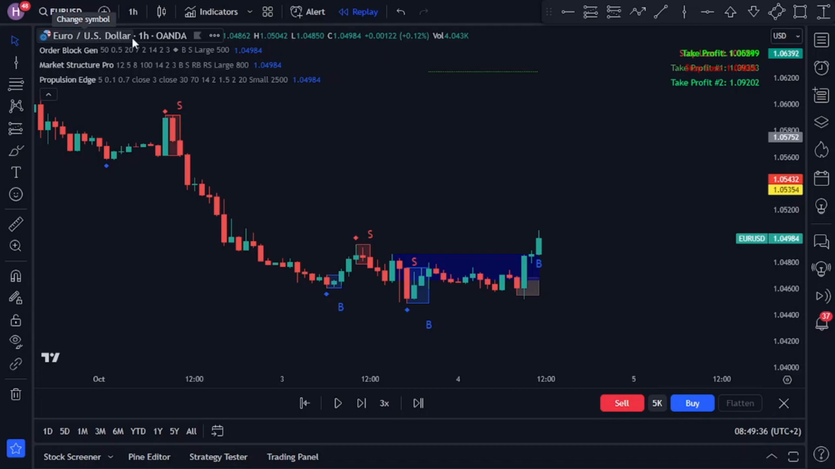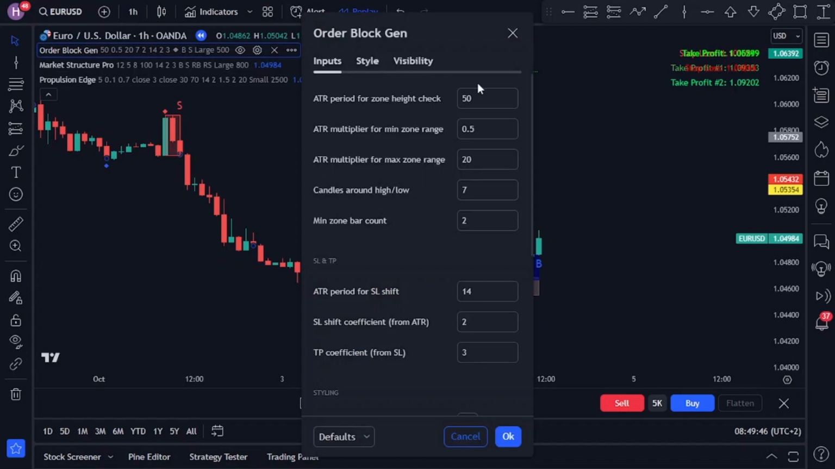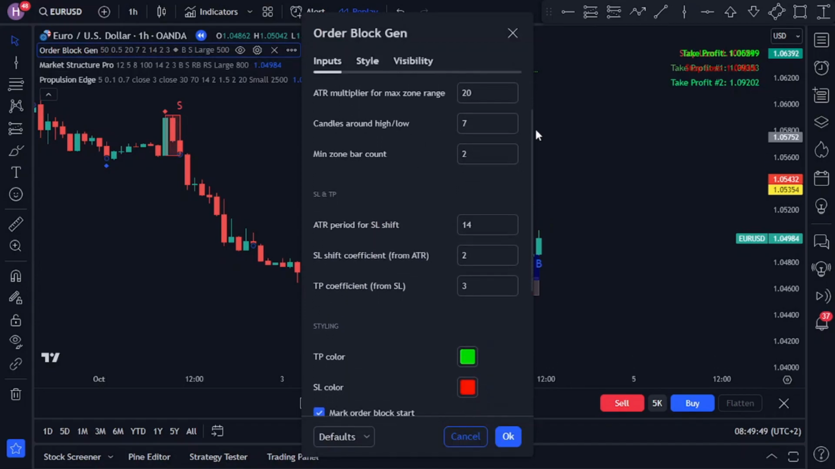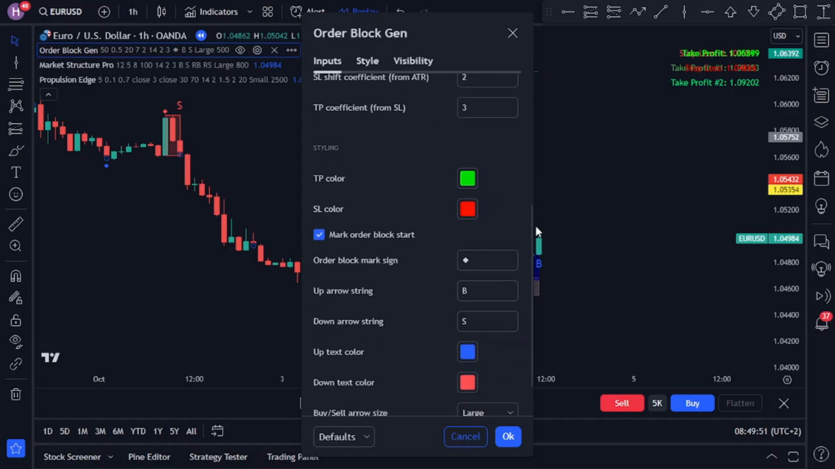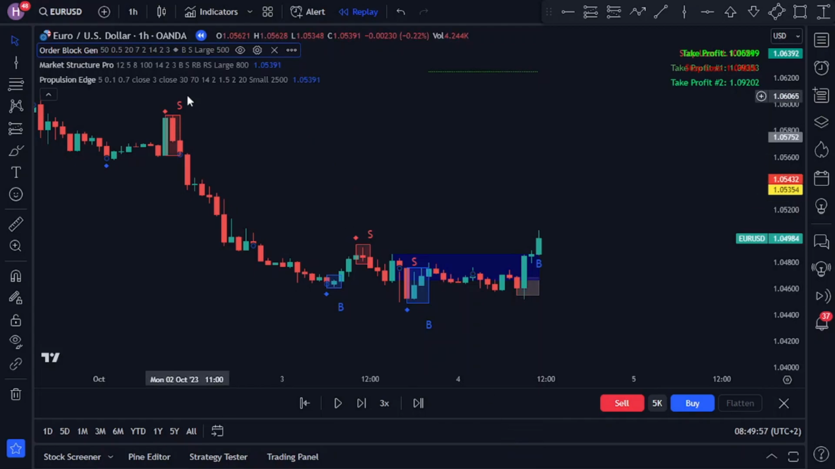On the chart, we have the euro against the US dollar in the hourly time frame. And at the heart of the strategy is our order blockchain indicator, which is the revolutionary tool that deciphers the mysteries of order flow, allowing you to spot significant market turning points with unrivaled accuracy. It is then combined with the Market Structure Pro and Propulsion Edge indicators. With these, you will have a comprehensive toolkit at your fingertips to identify opportunities, manage risk, and optimize your trading performance.